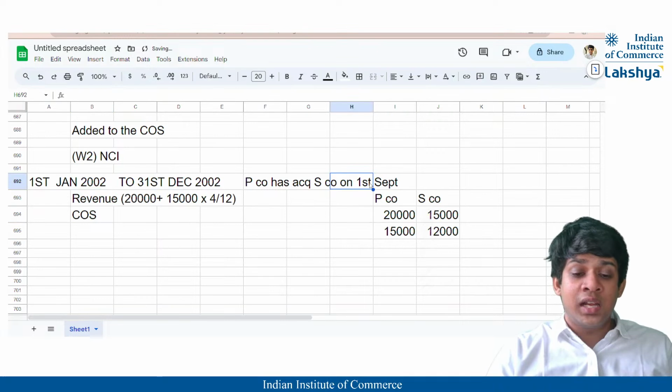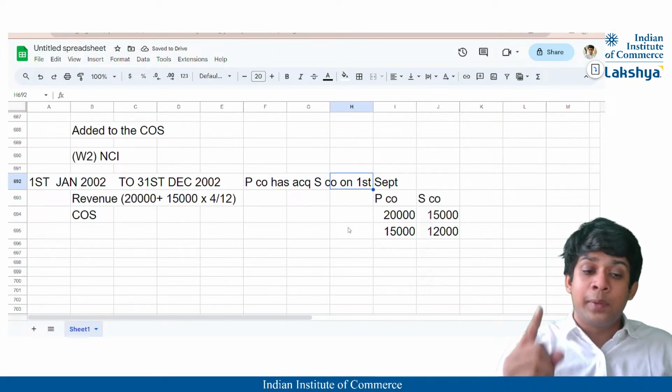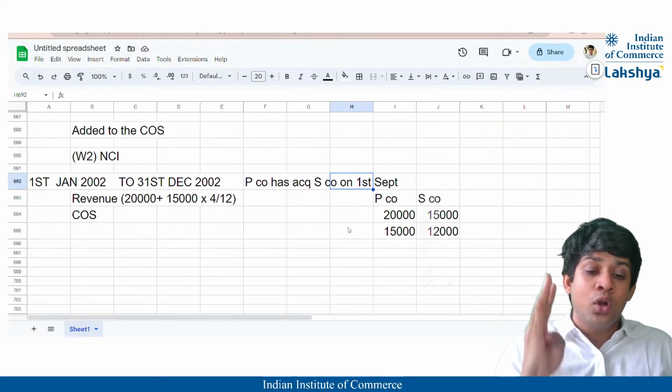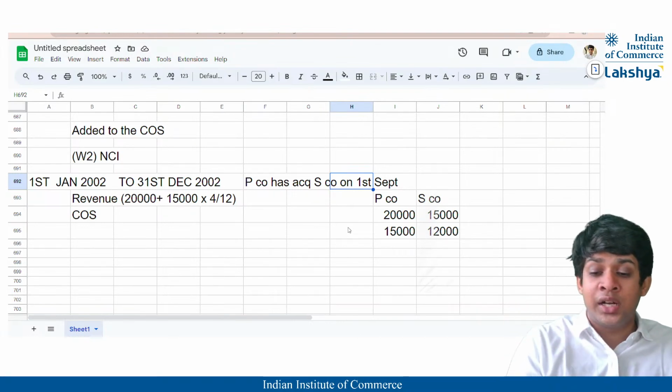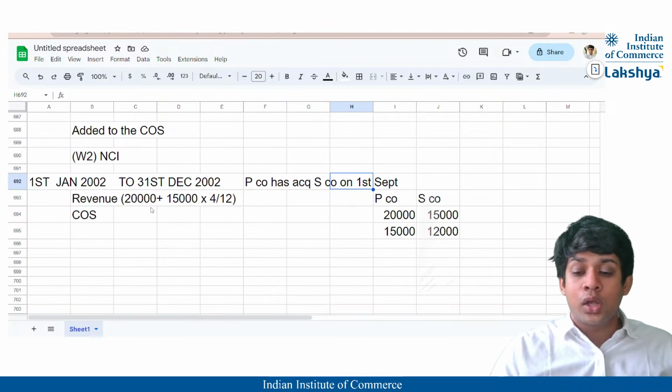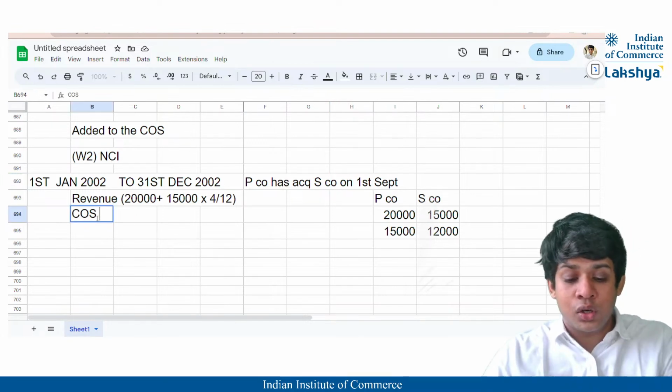Because we have acquired the subsidiary company on 1st September. So September, October, November and December. Only for these 4 months, whatever revenue is generated, that will be included in the consolidated statement of profit or loss. Okay. And also same will happen for the cost of sales.